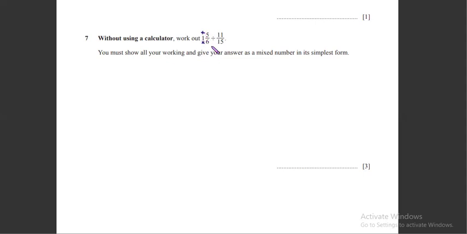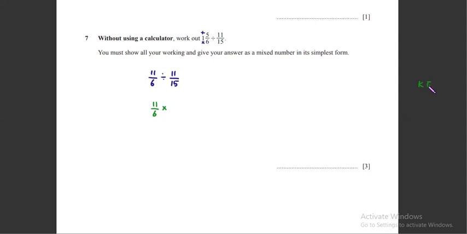So 1 times 6 is a 6. 6 plus 5 makes it 11. So that is 11 over 6. We divide it by 11 over 15. When we have division, we cannot simplify it unless we change this into multiplication. When we change this into multiplication, the first fraction is kept as it is. We flip the division into multiplication.